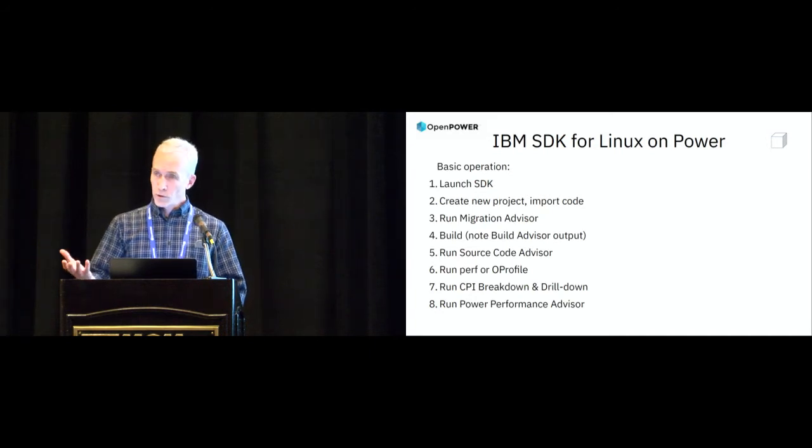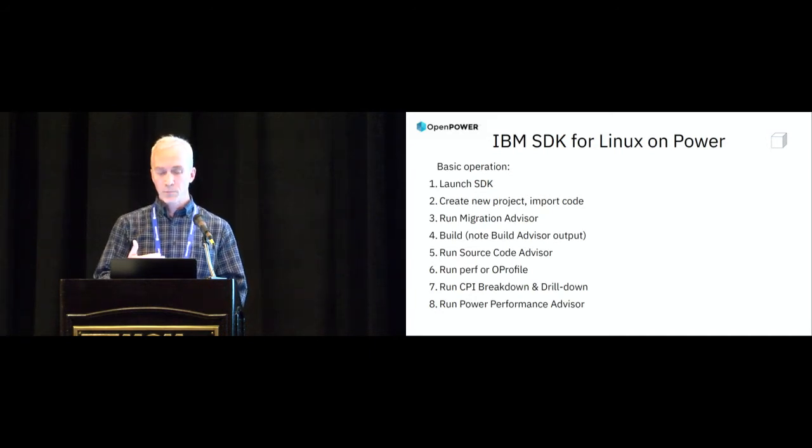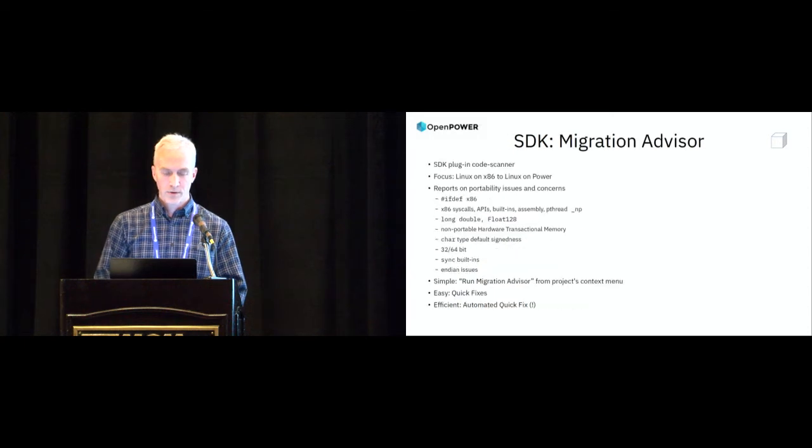After you've ported the code and got it built successfully, the Build Advisor in the SDK will look for things like, are you using the best compiler? Are you using the best compiler flags? Things like that. Source Code Advisor is a runtime performance analysis. And then people that are doing performance analysis are probably familiar with perf and profile already. And then I'll talk about CPI Breakdown and Power Performance Advisor later.